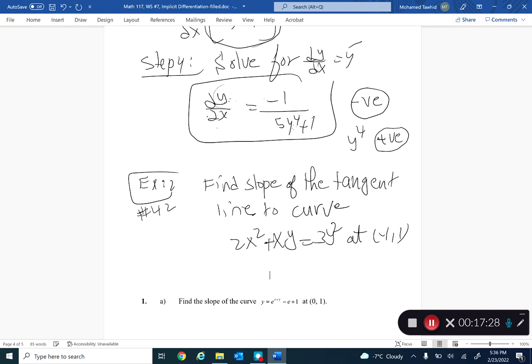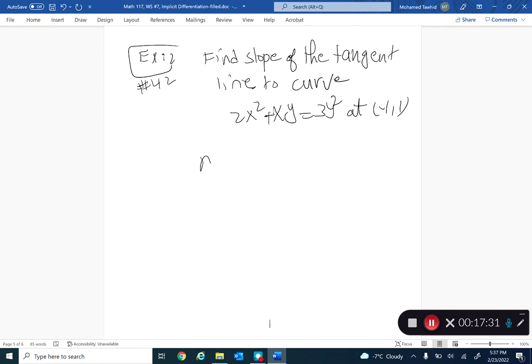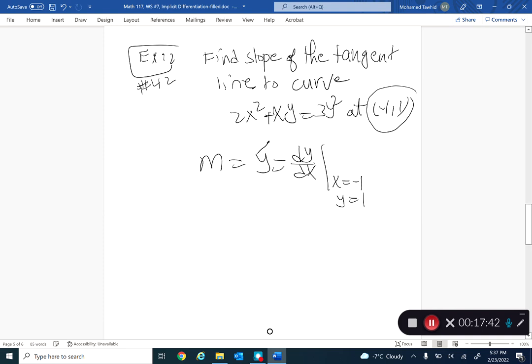All right, at -1 and 1. So I need to get the slope. So how to get the slope, guys? The slope here will be y prime, the derivative, dy by dx, at this point, which is x equal -1 and y equal 1. So how to take the derivative of this? You remember, similar to the previous example, step number 1, I'm going to take the derivative of both sides. So you have (2x squared plus xy)' equal (3y squared)'. I just took the derivative of both sides, right?